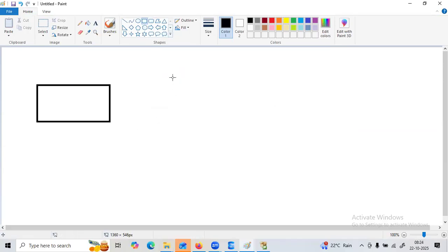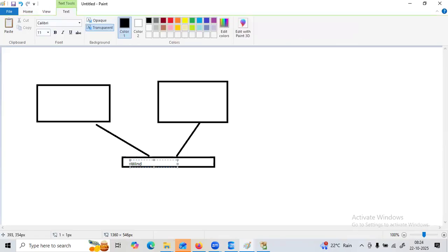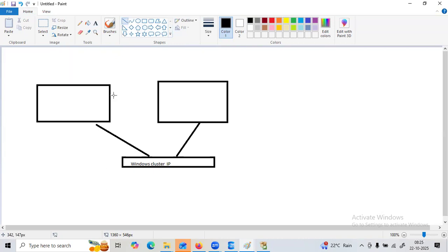This is one computer. This is one computer. We join them together in this cluster. So this requires one IP address. As I mentioned previously, we need two network cards set, one for public and another for private, right?